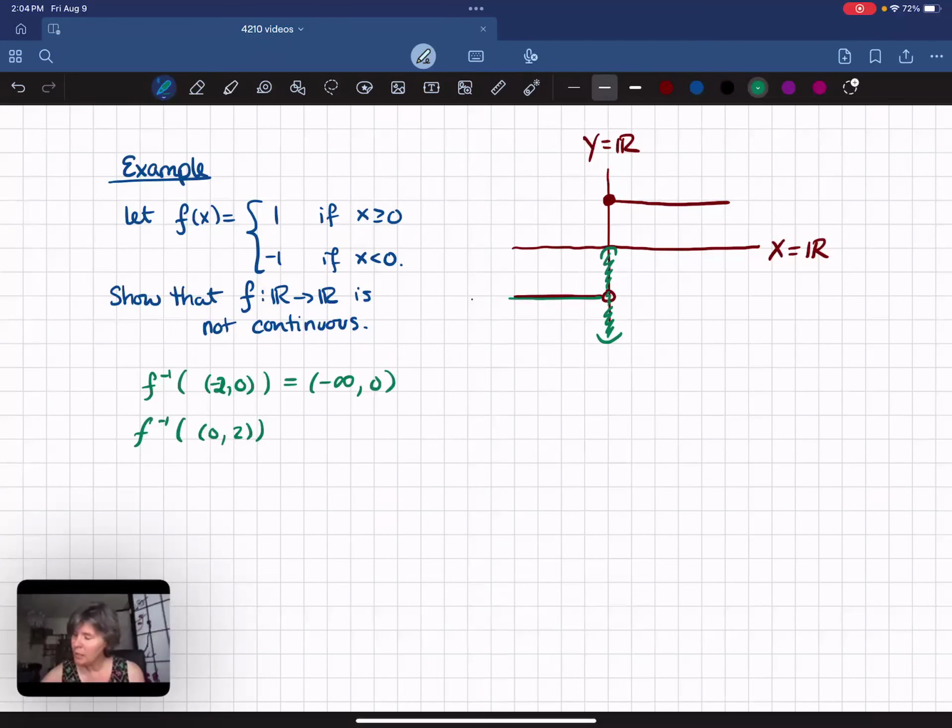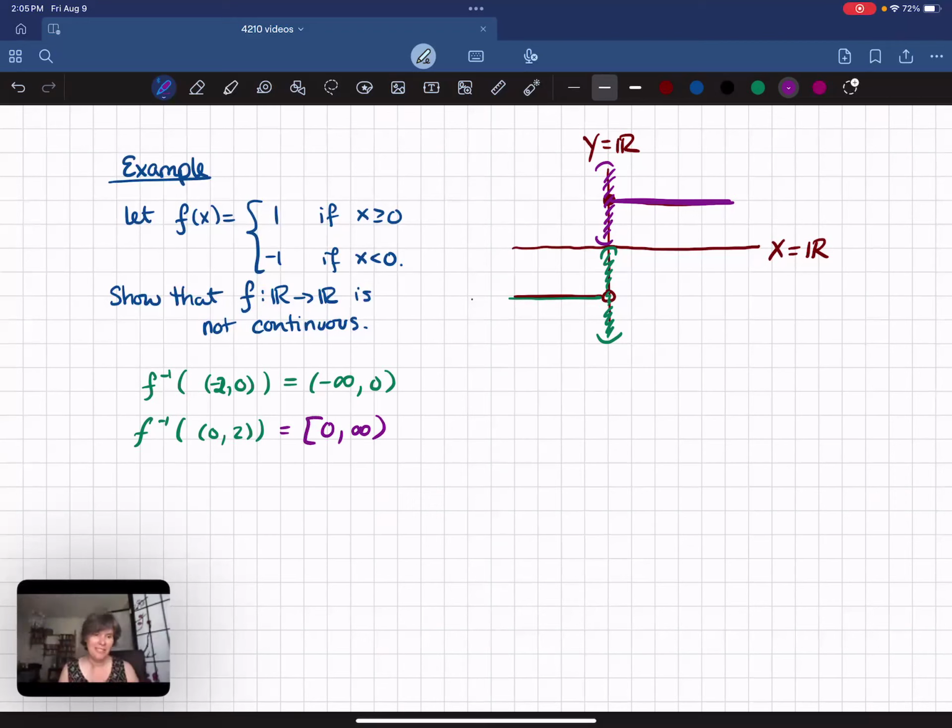Okay. Now let's look at the interval from 0 to 2. So that's this bit right here up above. The parts of the graph that correspond to that is this part to the right over here. That corresponds in the domain axis, in the horizontal axis, to 0 to infinity. Do I include 0 or do I not include 0? I do include 0 because when x equals 0, I do land inside that interval. So I get that.